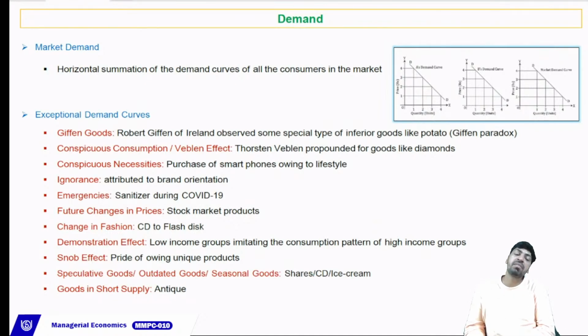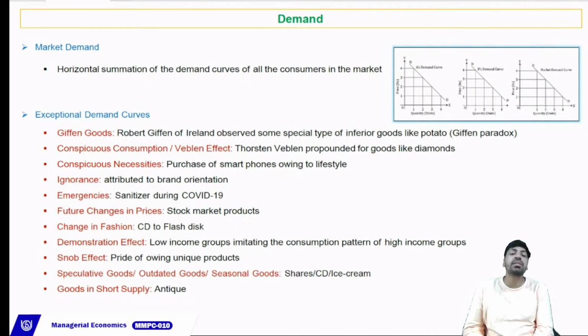Where the lifestyle shows up just by buying a smartphone, demand has no role, and that kind of necessity is called conspicuous necessities. Ignorance has no demand. It always denotes a brand orientation, how the brand name has been built up. For example, the company's trust in that particular product, where demand has no role.